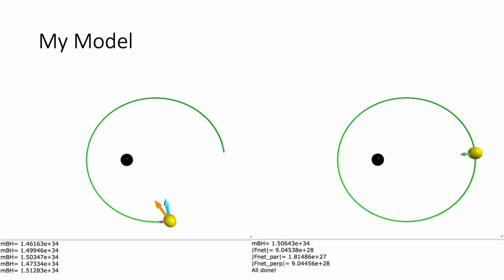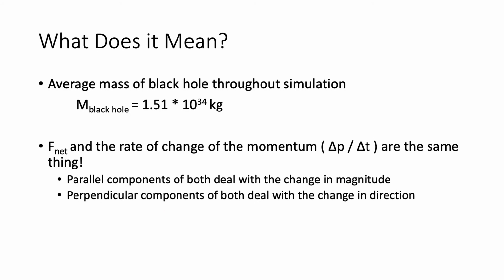So here are a couple screenshots of my model through GlowScript. As you can see on the left, the model is in the middle of running, so you can see pretty well the perpendicular and parallel components of the motion of the star. And then on the right, you can see that the star has completed its revolution, and I was able to find the net force in the parallel and perpendicular components, and then I'm now able to estimate the mass of the black hole. So what does this all mean?